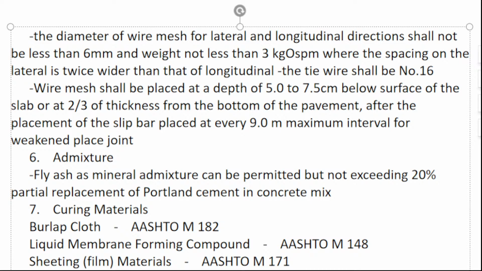Curing materials. Burlap cloth, AASHTO M182. That is the rule, standard. Liquid membrane forming compound, another standard, M148. Sheeting film materials, AASHTO M171. So, it is defined in this design criteria that those types of materials must follow certain rules and standards. Even those things have to follow the standard. Okay?